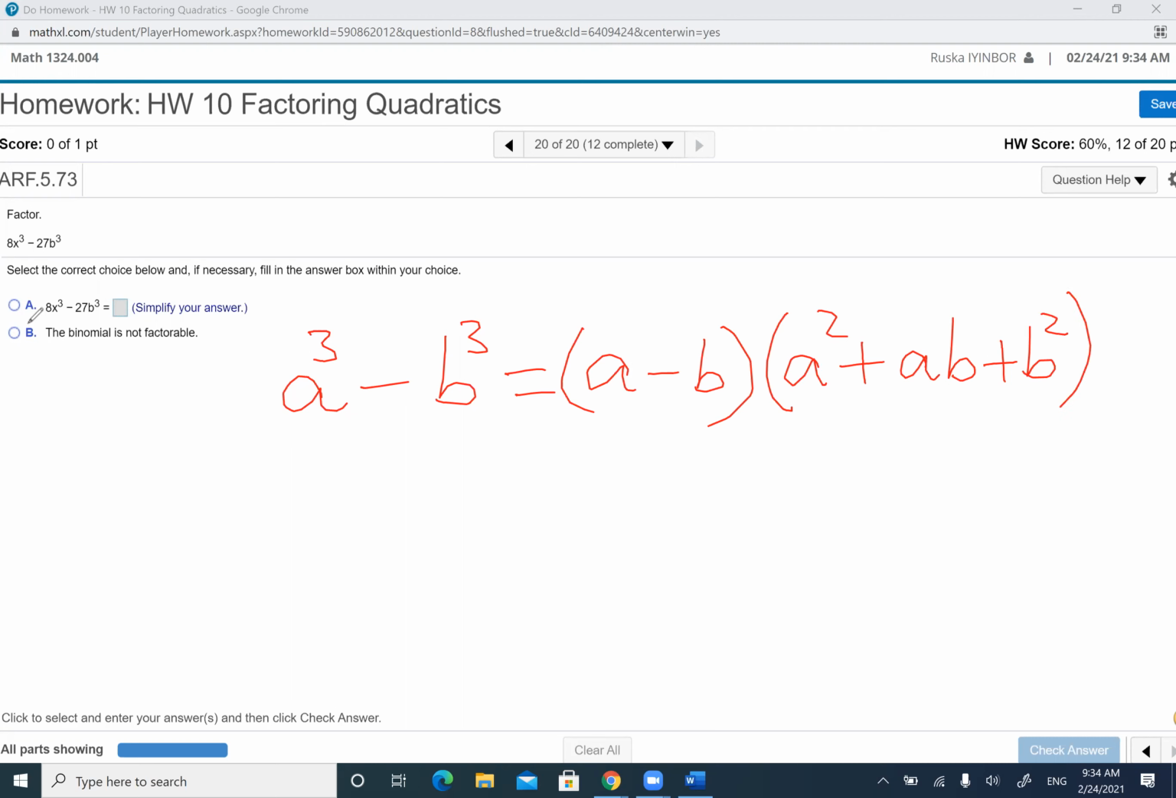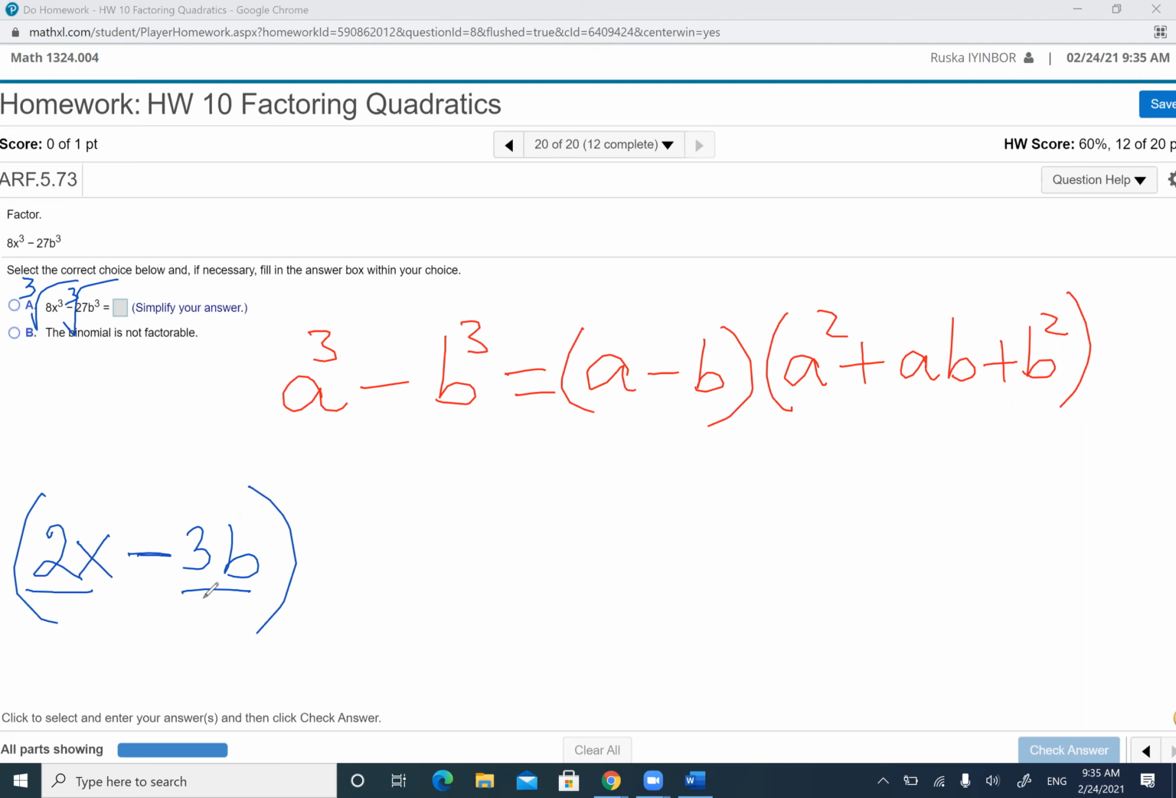So here, if I want to do this one, I'm going to take the cube root to get a and b. Because a cube, when I take the cube root, it's going to give me a. So the cube root of 8 is 2, because 2 times 2 times 2 is 8. And then the cube root of x cube is just x. That's my a, minus. Now, when I take the cube root of 27, it's 3 times 3 times 3 is 27, and b. So this is my a, this is my b in this formula.